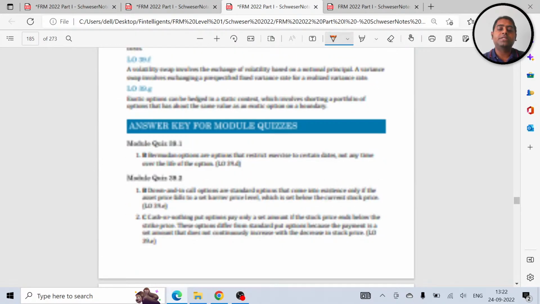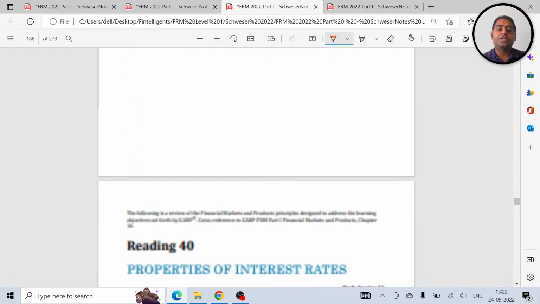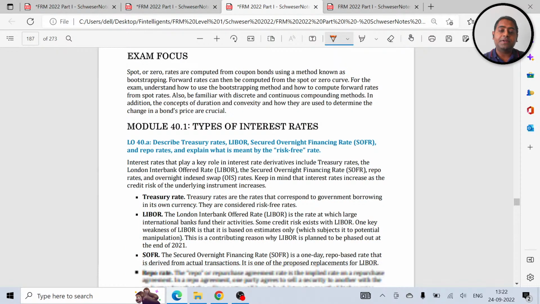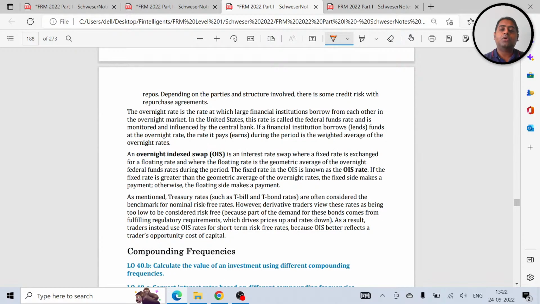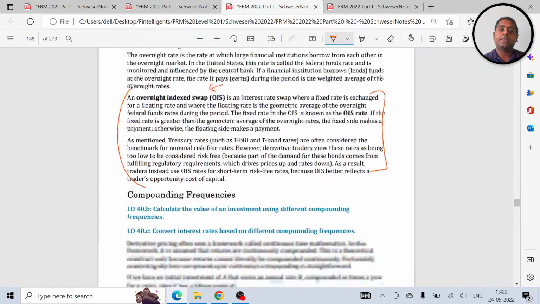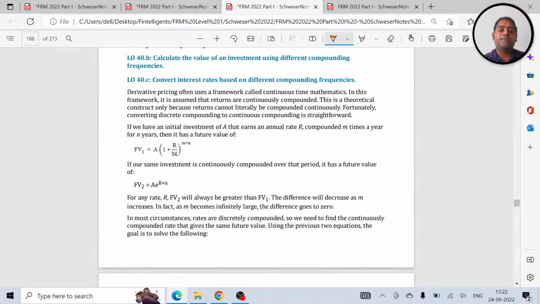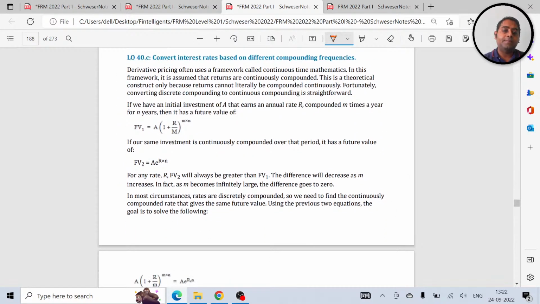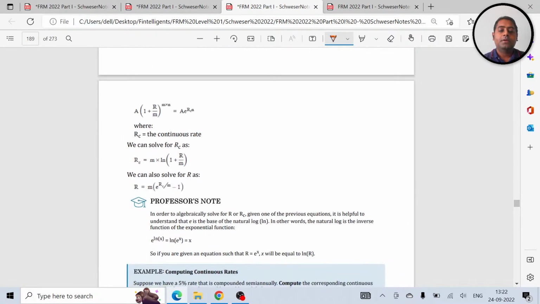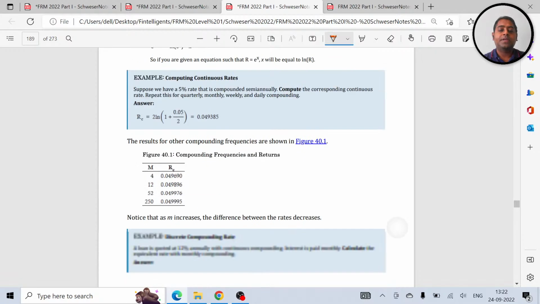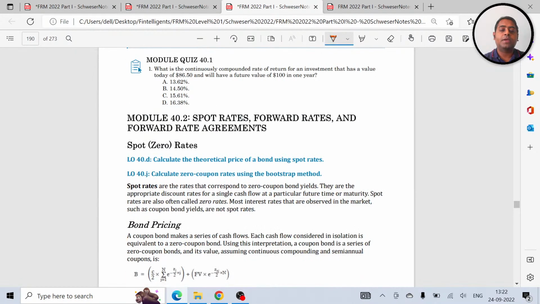Let us go towards the next chapter, which is your properties of interest rate. Now, over here, the discussion on overnight index swap is okay, it's needed. Compounding frequency, I don't see people being tested on the calculation part over here. Continuous rate, okay, this seems to be okay.